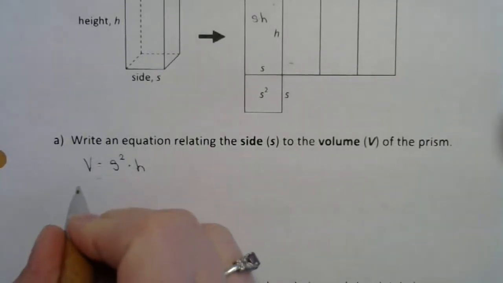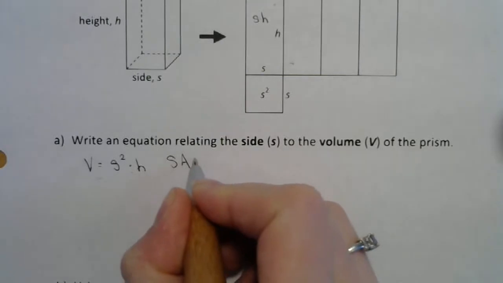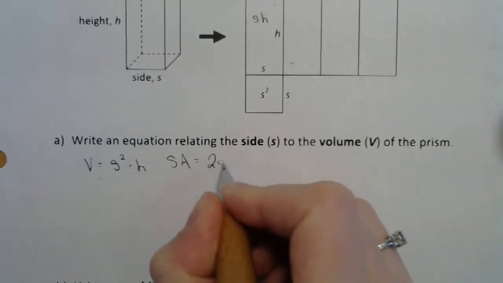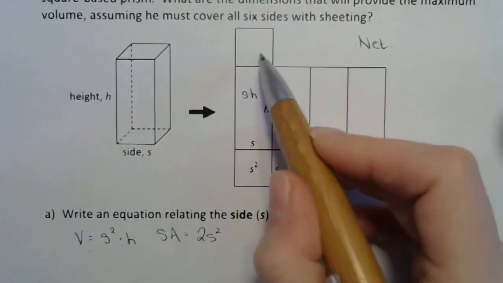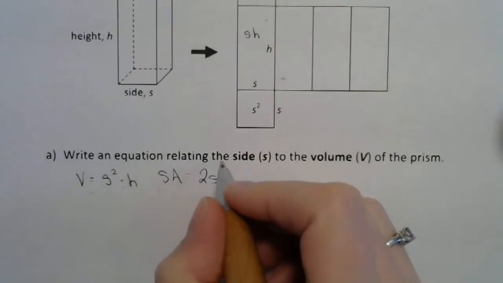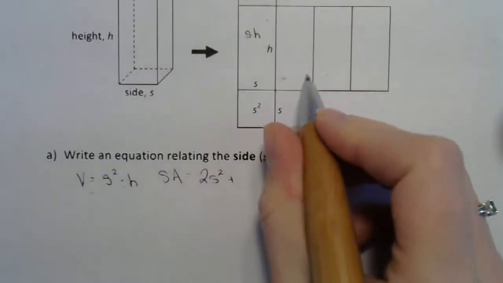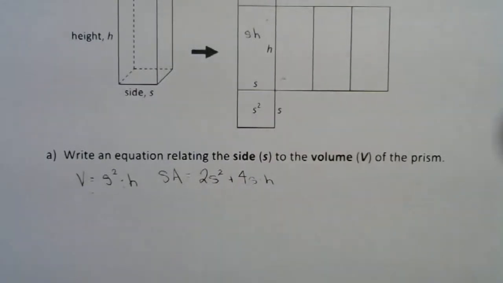So that's where our surface area comes in. Okay, let's take a look at the surface area for this shape. It is going to be 2S squared. Okay, so that takes care of this one and this one. And we have 4, 2, 3, 4 of our SHs.